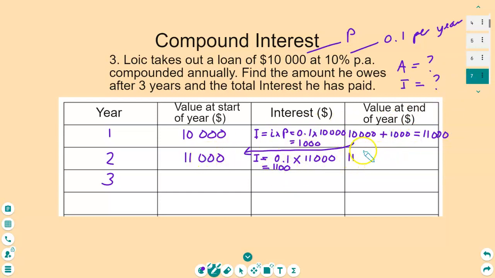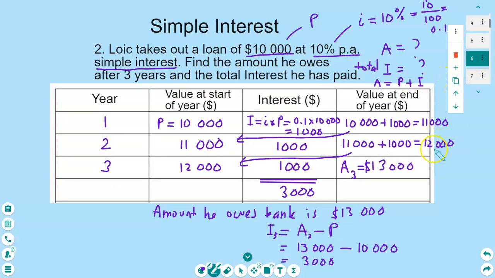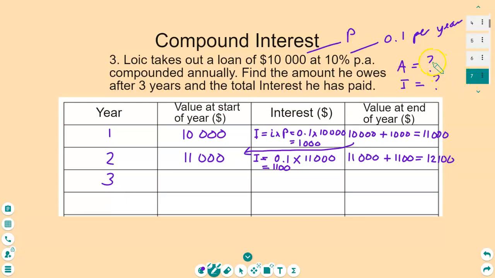We've got to add 11,000 plus our interest. So that should be 12,100. Whereas it was 12,000 last time. Then we grab the end of year 2's value, that becomes the start of year 3's.